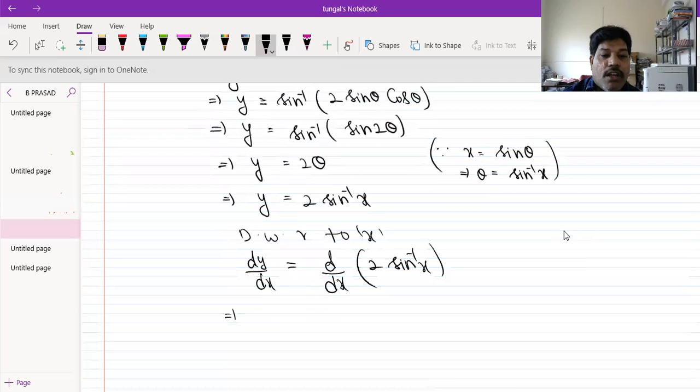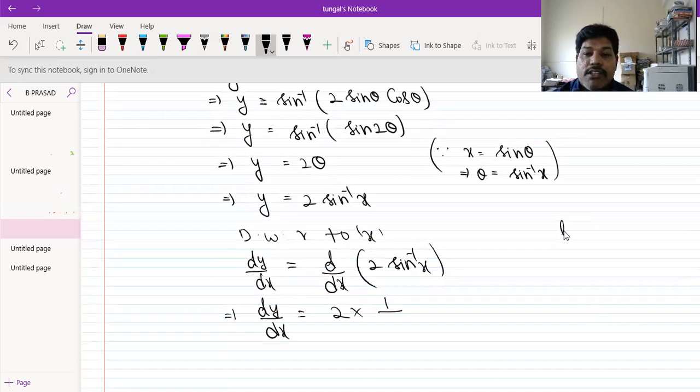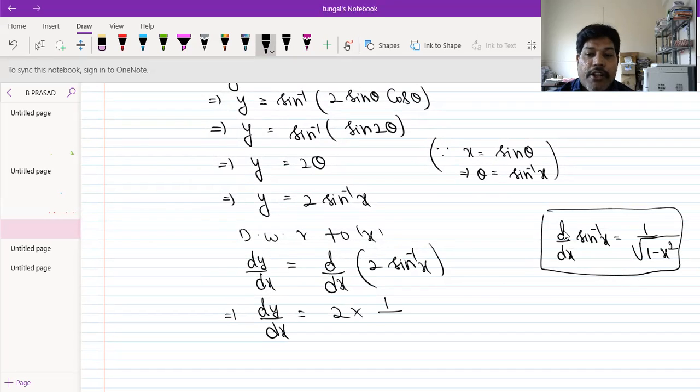So that implies what happens, students? dy by dx is equal to 2 into the derivative of sine inverse x. Anyone can tell that? What is the derivative of sine inverse x? I'm already given the proof. It is 1 by root of 1 minus x square. We have to learn these formulas by heart, because we will use them in the remaining integration also. So this value is nothing but 1 by root of 1 minus x square.